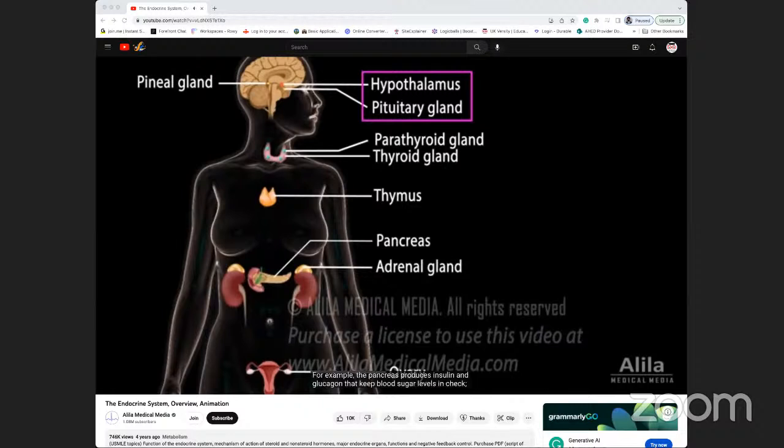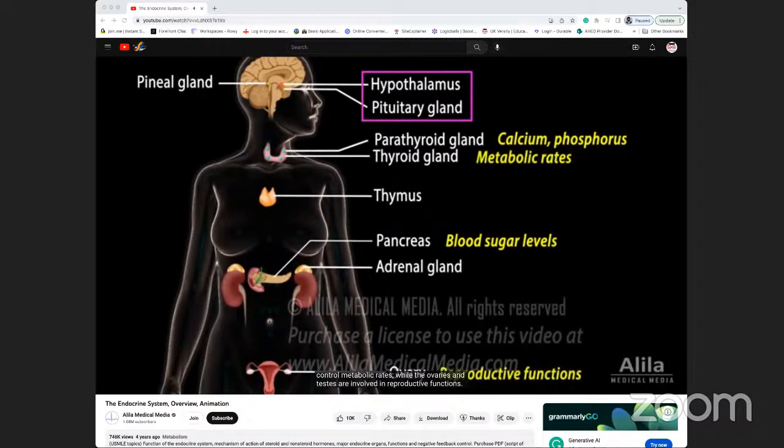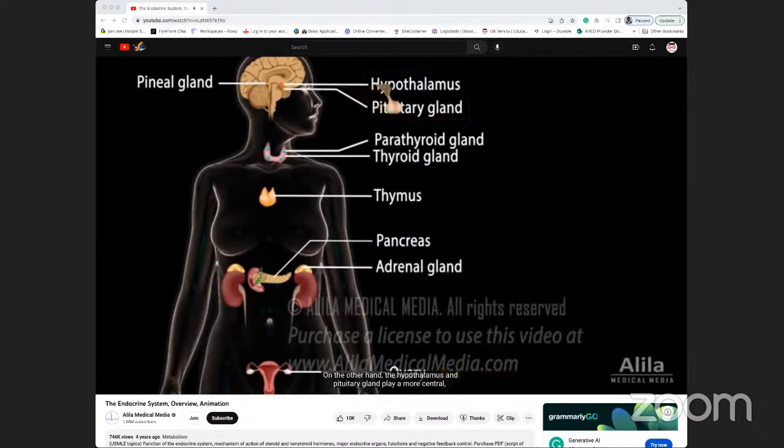For example, the pancreas produces insulin and glucagon that keep blood sugar levels in check. The parathyroid glands produce hormones that regulate calcium and phosphorus. Thyroid hormones control metabolic rates, while the ovaries and testes are involved in reproductive functions. On the other hand, the hypothalamus and pituitary gland play a more central, integrative role.